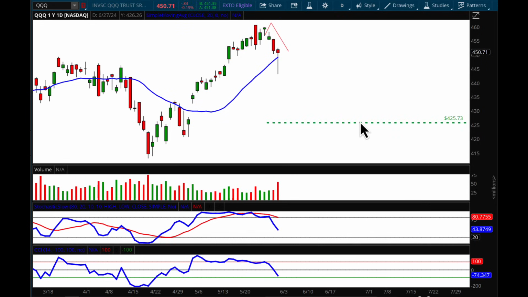I'm keeping that downside target of 425.73, again, because of that open gap right there. We filled this gap, hence the reason why I think we could see a little bit of a bounce. Remember, I teach through repetition.